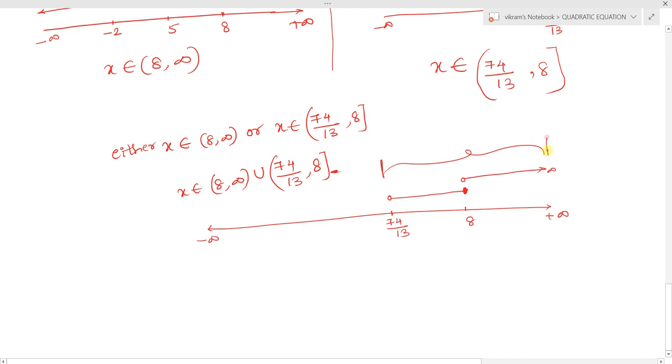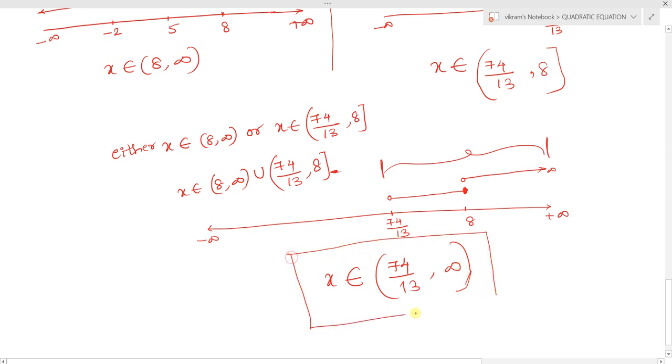74 by 13 to infinity. Our required solution is x belongs to 74 by 13 comma infinity, where 74 by 13 is open braces. Infinity is always represented with open braces. Now this is our required solution. Simply, we can say that x greater than 74 by 13 is our required solution.